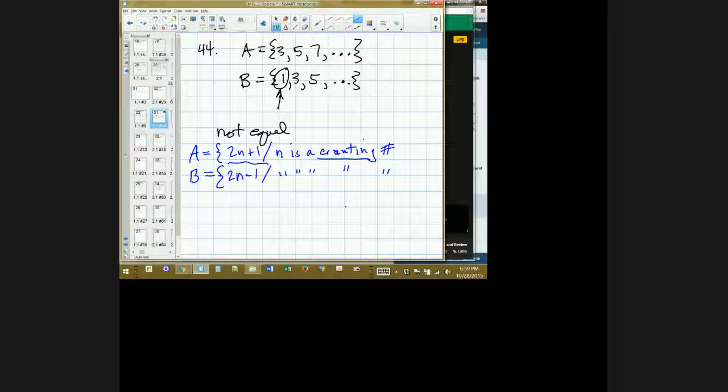I know those are a little bit hard to read, but just remember the slash stands for such that. So this is 2 times n plus 1 such that n is a counting number. Then just take your first counting number, calculate it, take your second one, take your third one, get your pattern going, then go down and do set B.